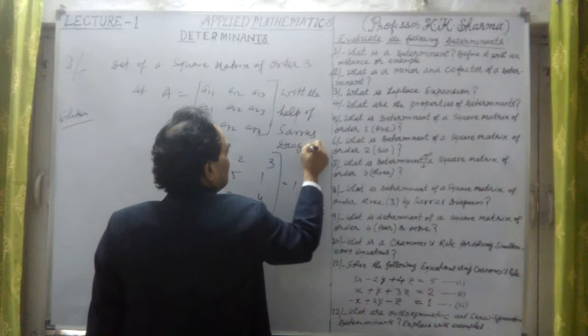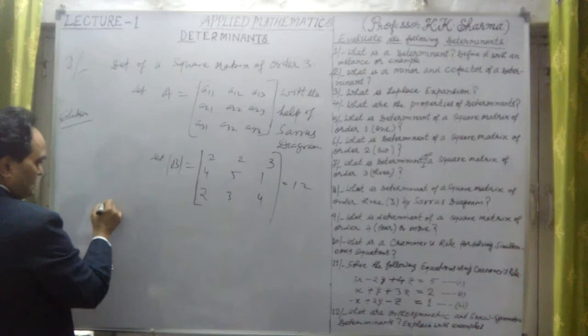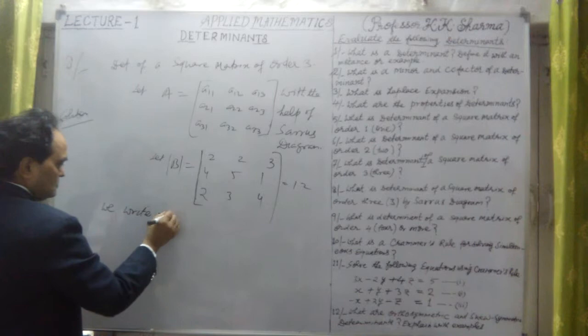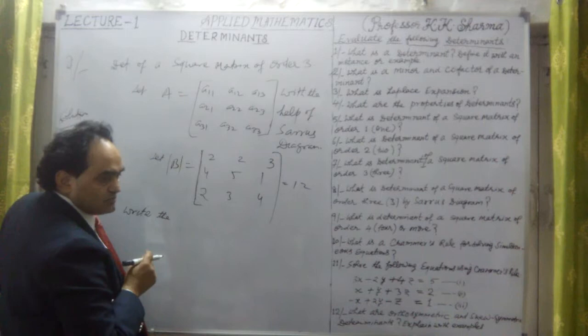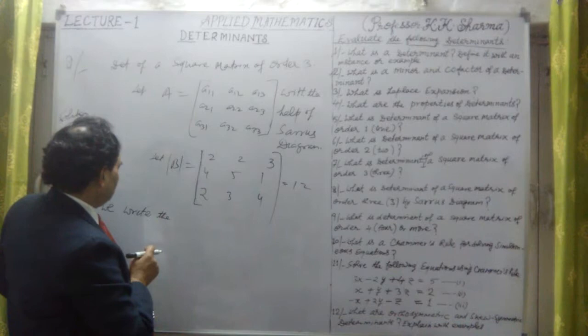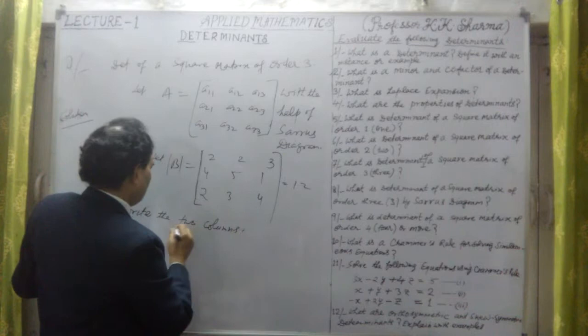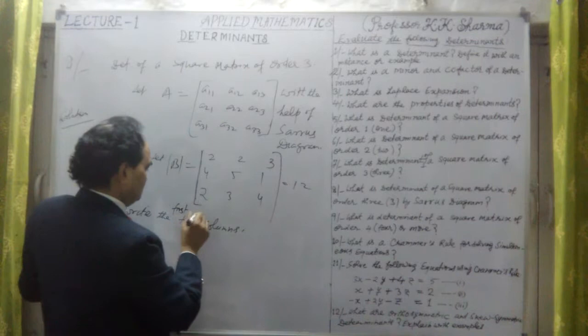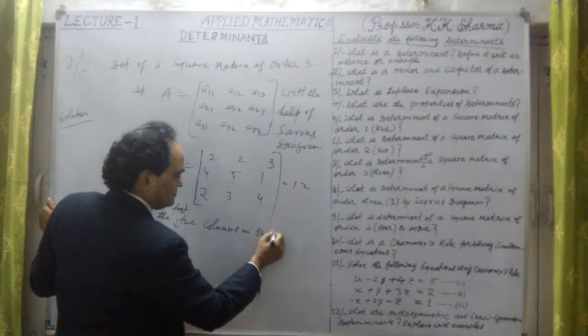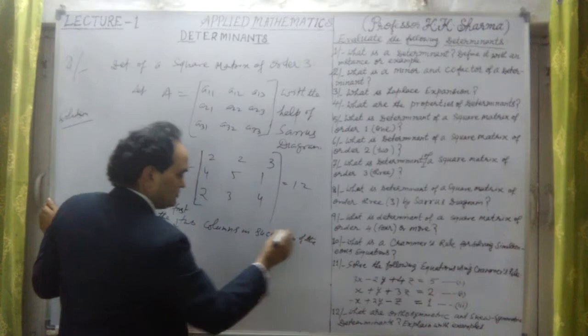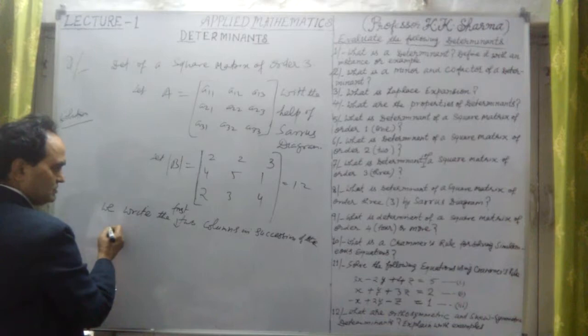What we say, we write the first two columns again, and then we cross multiply. First we write the first two columns in succession of the three columns.